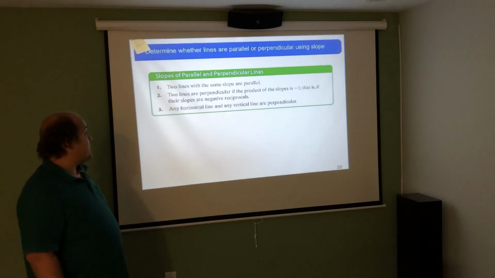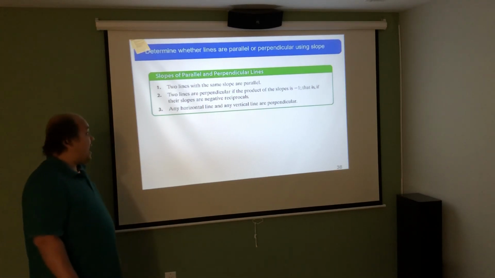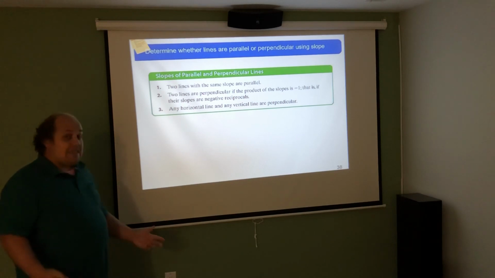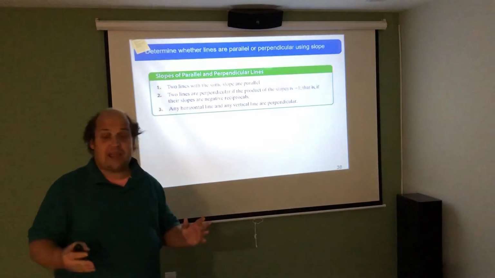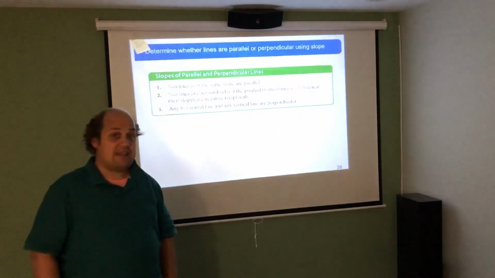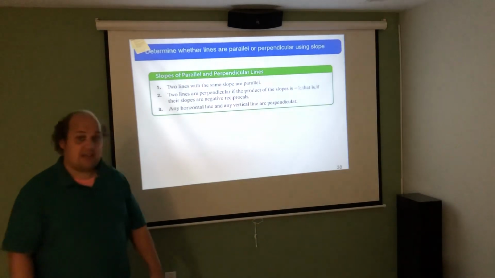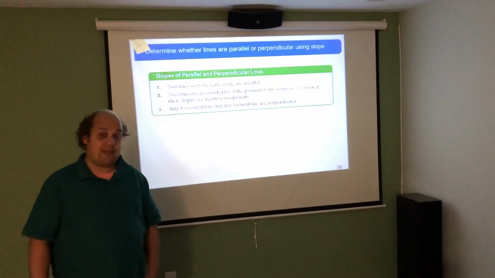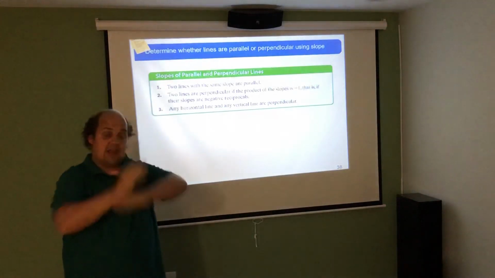2 lines with the same slope are parallel. 2 lines that are perpendicular have a product of negative 1, which means their slopes are negative reciprocals. Technically, I can't have a negative reciprocal when I have 0 and undefined, but just know that every horizontal line is perpendicular to every vertical line. So if you know you have a y equals line and an x equals line, they are perpendicular. A vertical line and a horizontal line meet at 90-degree angles.